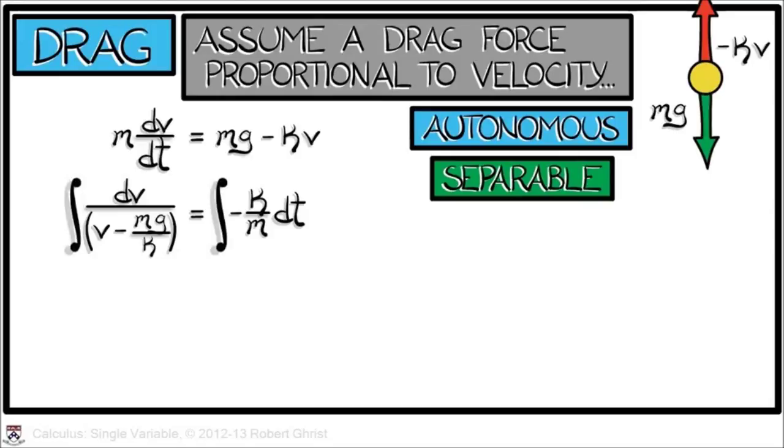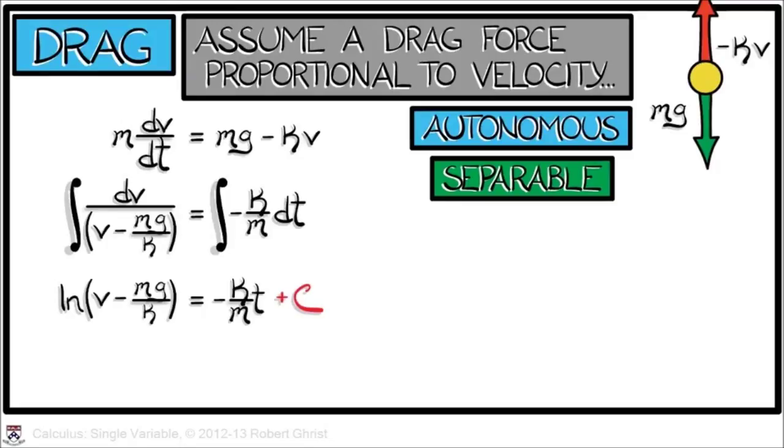Well, on the left, you have to think a moment to see that the antiderivative of dv over v minus a constant is in fact the log of quantity v minus that constant. On the right-hand side, the integral is very easy. It is negative kappa over m times t. We'll put our constant of integration on the right side.